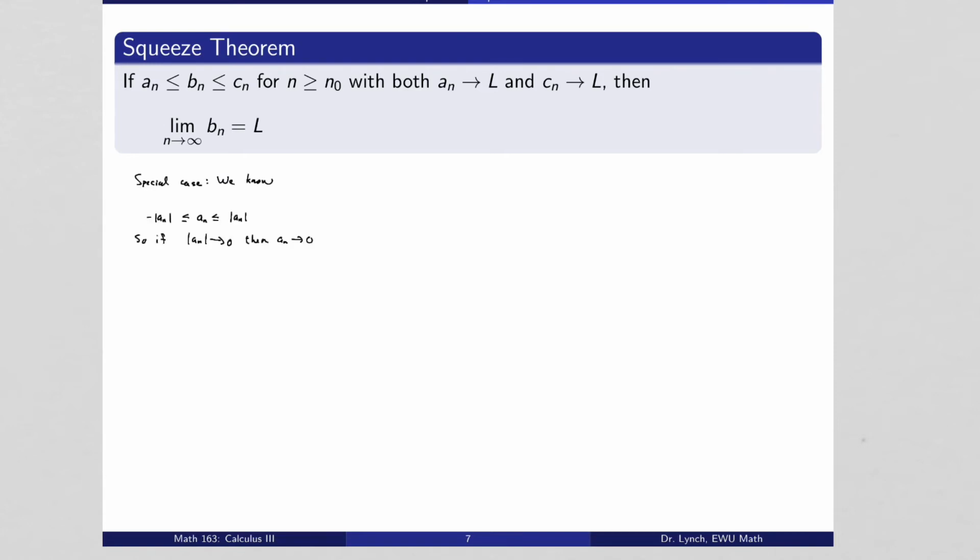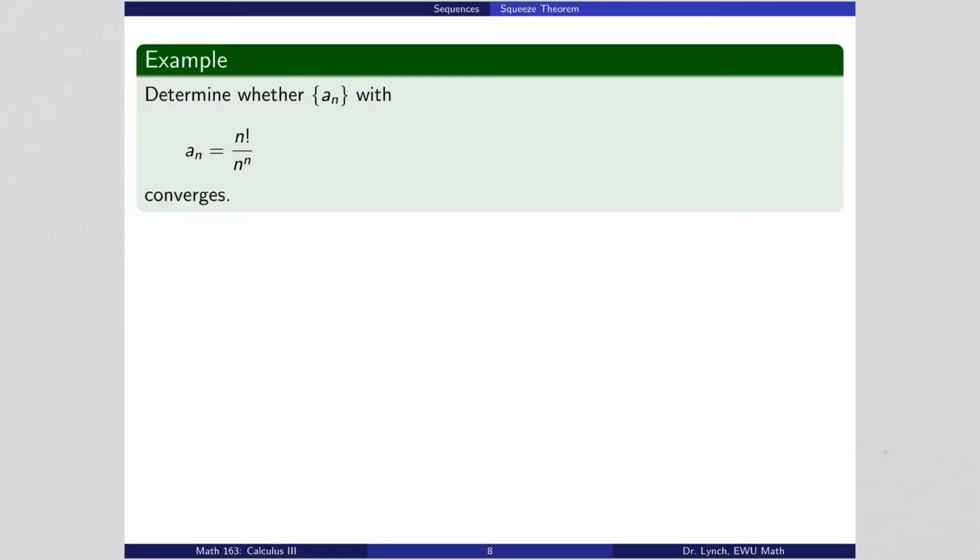As a special case of the squeeze theorem, I was getting a little ahead of myself before. We know that the sequence a sub n is always bounded between its absolute value and its negative absolute value. So if the absolute value approaches 0, then a sub n does too. Here's an example of use of the squeeze theorem for the sequence where the nth term a sub n is given by n factorial over n to the power n.